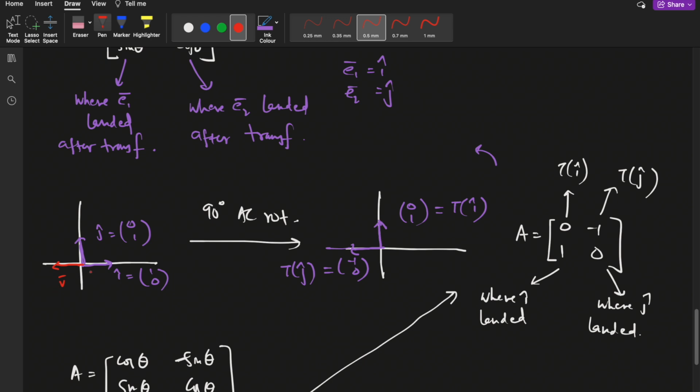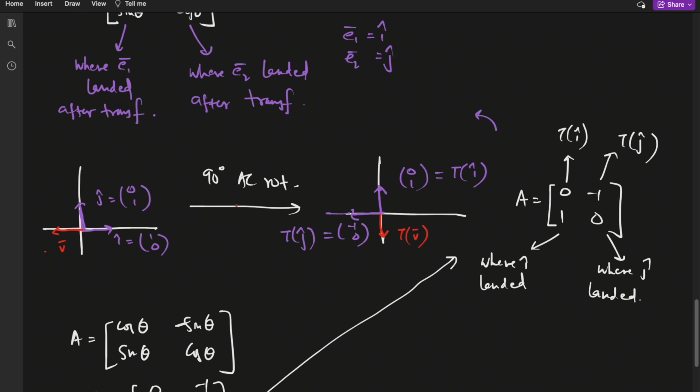So first of all, you don't need to make any calculation at all. You know it's a 90 degree rotation, so it will simply land here, right? T of v. So v is nothing but minus 1 0, and this is nothing but 0 comma minus 1.